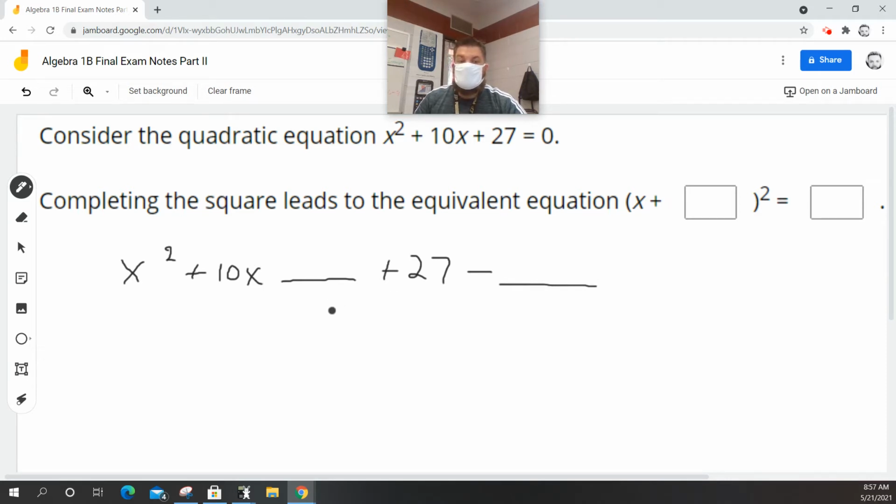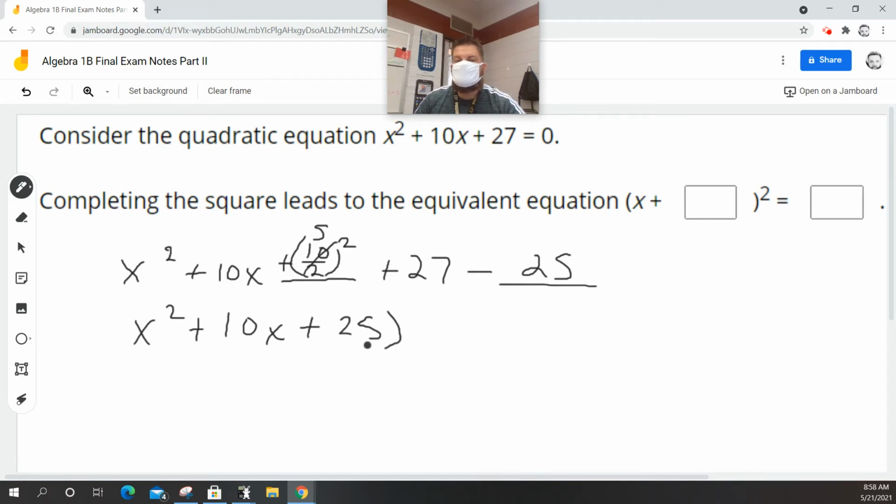Okay. Now, what's this? It's almost the exact same problem we did. We're going to take 10 divided by 2 and square it. Well, 10 divided by 2 is 5. 5 squared is what? 25. So then this whole thing, which is x squared plus 10x plus 25, is this portion. And then 27 minus 25 is just a positive 2.